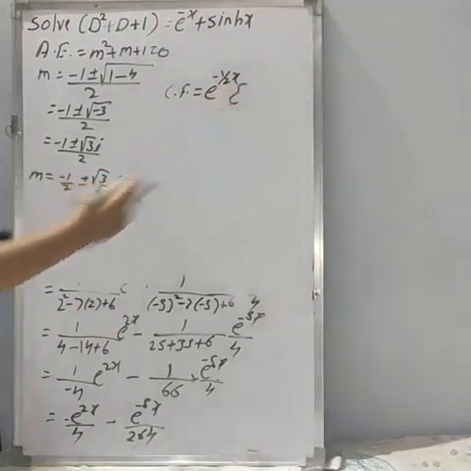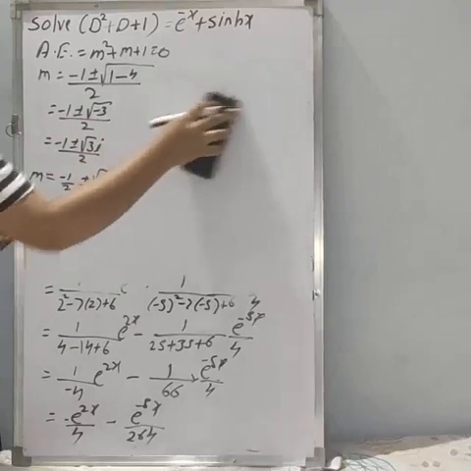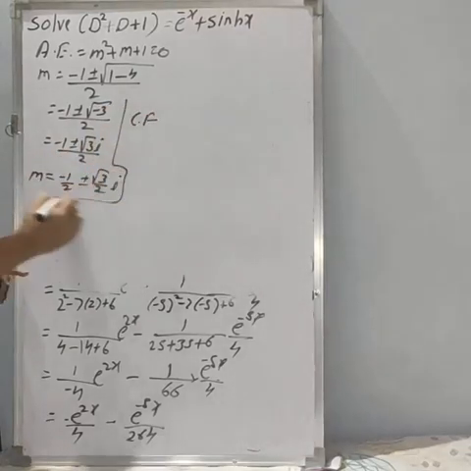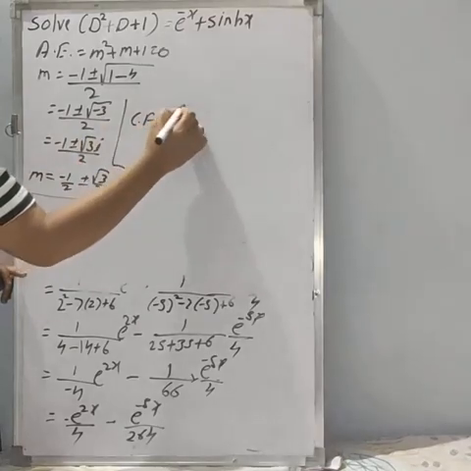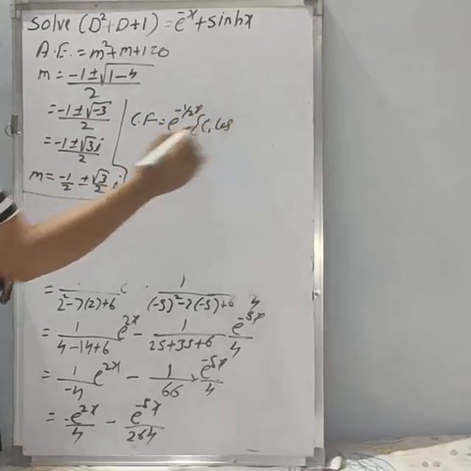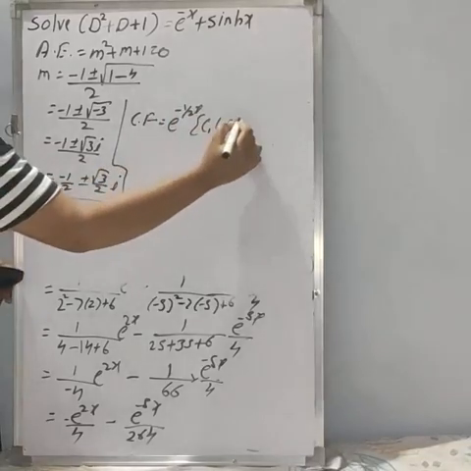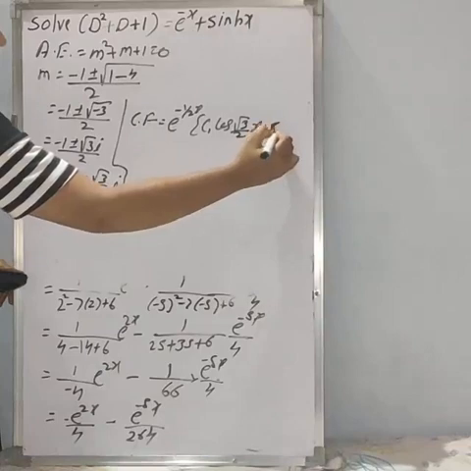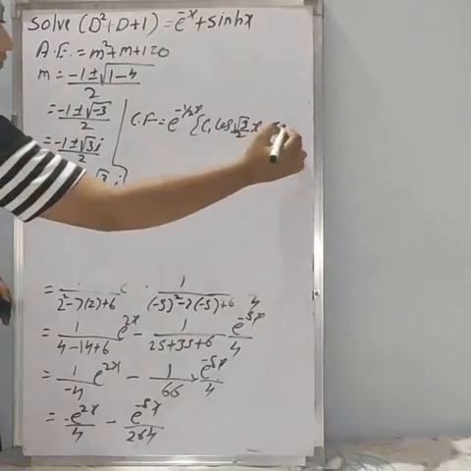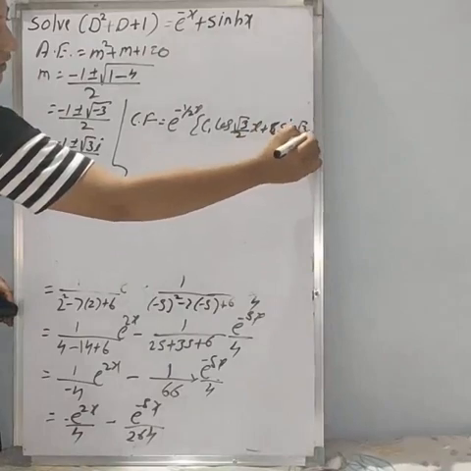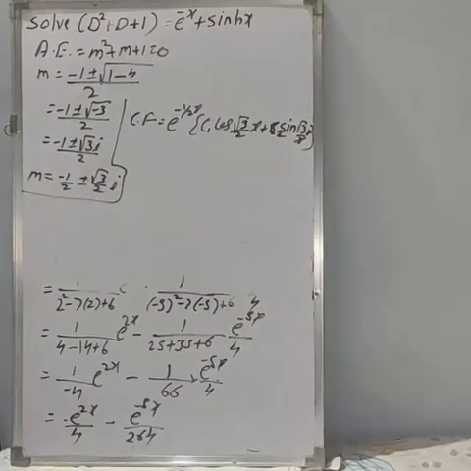The complementary function is e to the power of minus 1 by 2 x, next c1 cos beta x. Beta is root 3 by 2, so cos root 3 by 2 x, plus c2 sin beta x. Sin value is sin root 3 by 2 x. That is your complementary function.